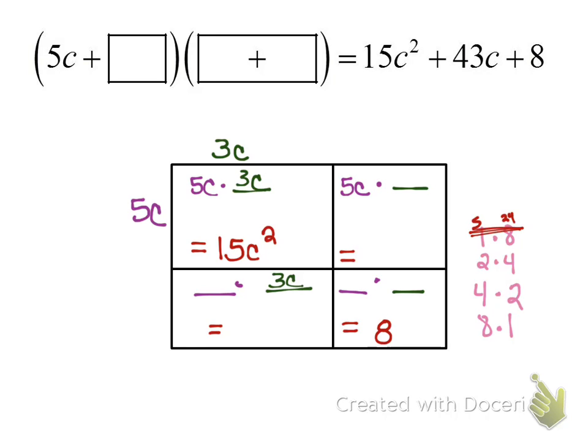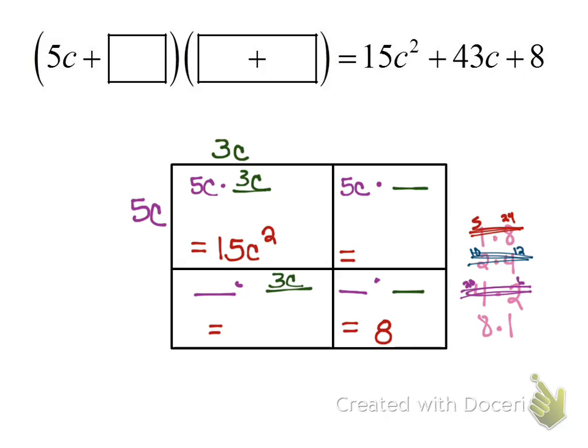So I go to the next one, 2 and 4. So I'm going to take 5 times 2 and get 10, and then I'm going to take 3 times 4 and get 12. Okay, 12 and 10, does that equal 43? No. Moving right along. So now I'm going to use my factors 4 and 2. 5 times 4 gets 20. 3 times 2 is 6. So what's 20 plus 6? Not enough. So let's see if our next one works.